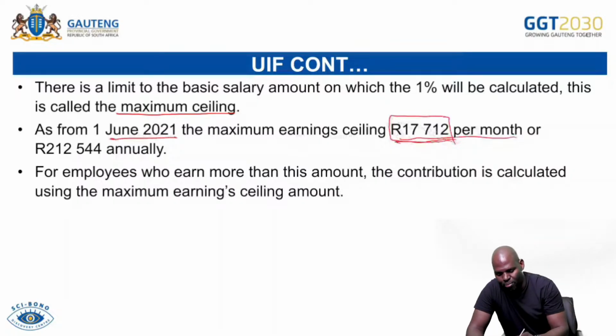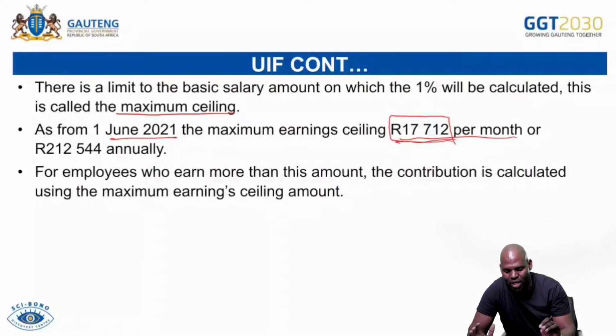So it means they're not going to charge that person 1% of 20,000, but that person is going to contribute only 1% of 17,712. If a person earns 25,000 rand per month, that person is not going to contribute 1% of that 25,000, but only 1% of 17,700. So 17,712 will be the maximum.